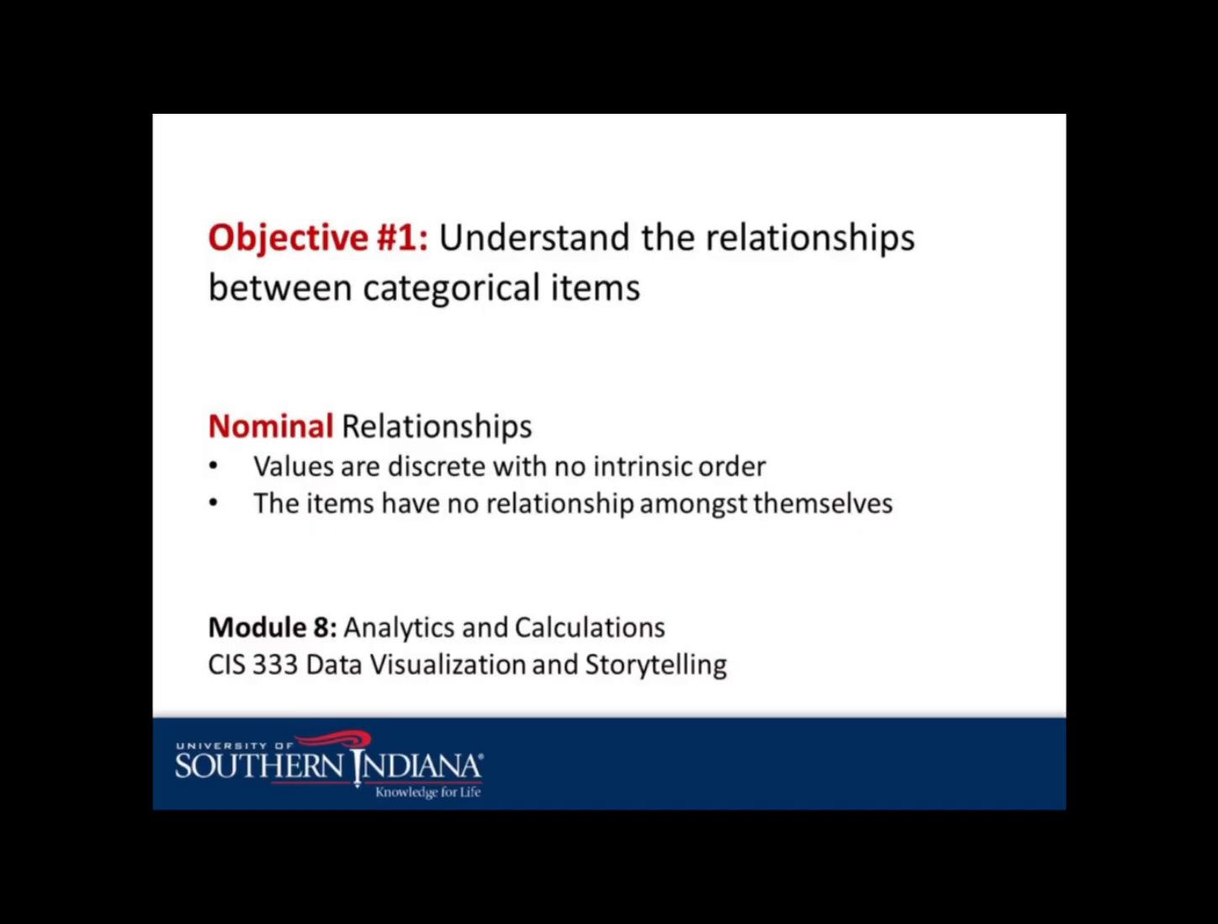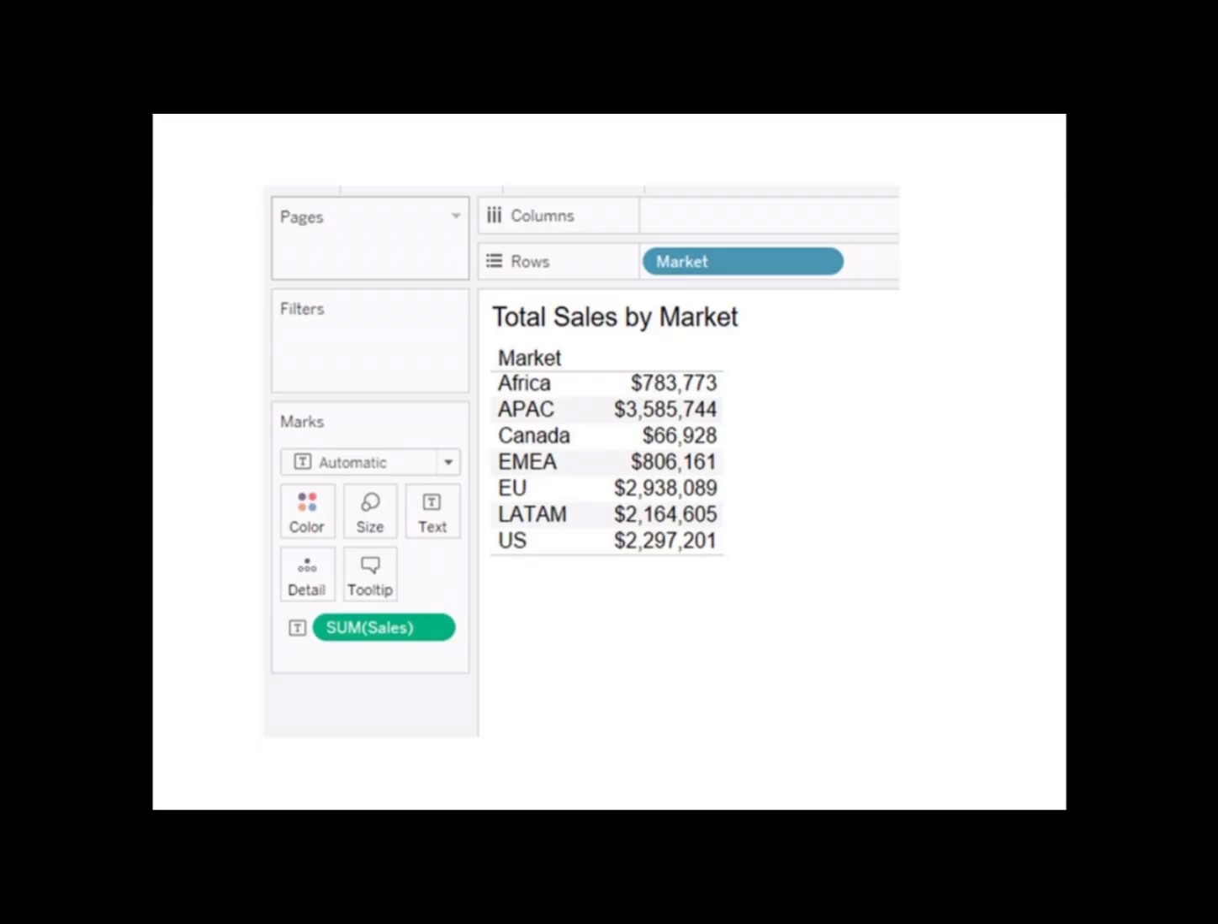So a nominal relationship means that your categorical items have no order to them at all. The values are discrete, but there's no obvious relationship amongst all the different items. So this is an example from the Global Superstore. This is just the market categorical item, and it just lists all the different values in market. There's no order to them, and there's no relationship to them except that they all belong to market, but there's no real relationship amongst the different items.